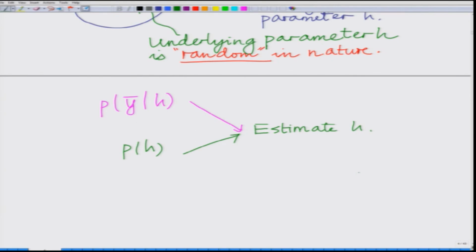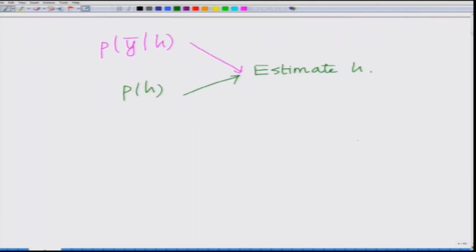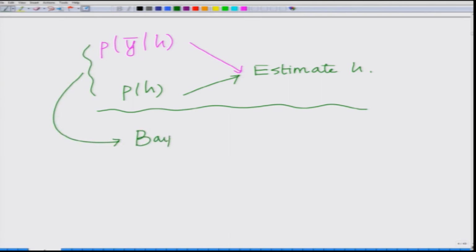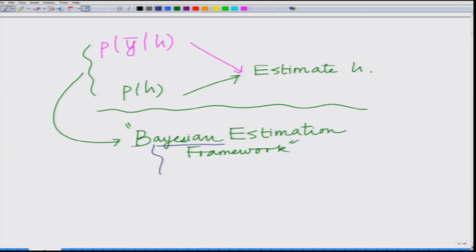And how do we do that? This process of using these two quantities forms the core of your Bayesian estimation framework, of which we already said we are going to consider a specific version, that is your MMSE or minimum mean squared error framework.